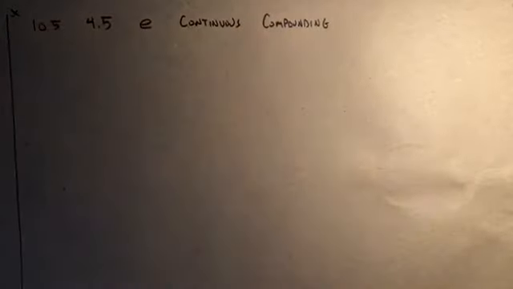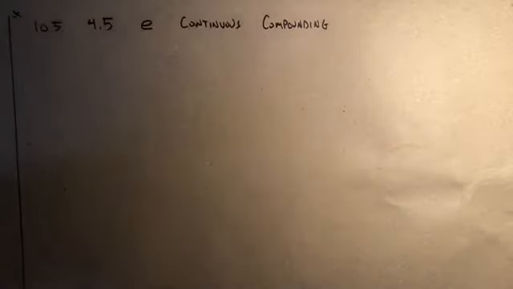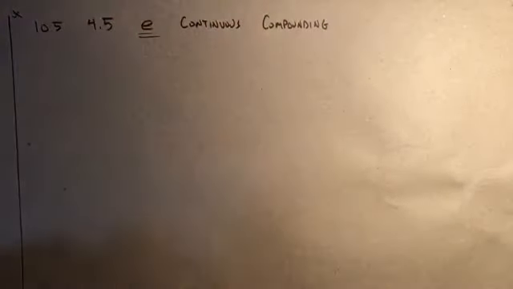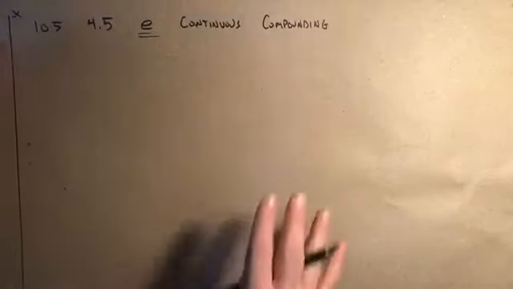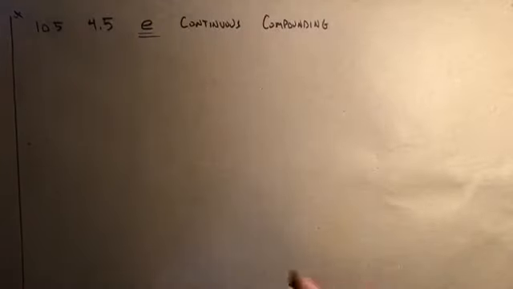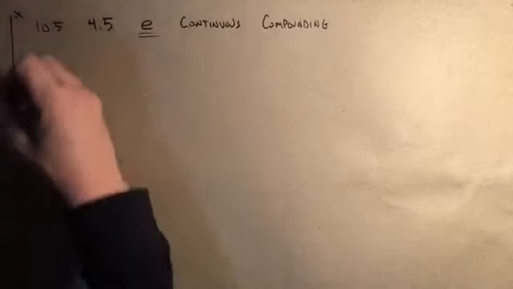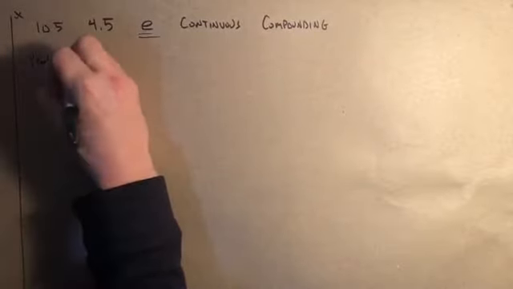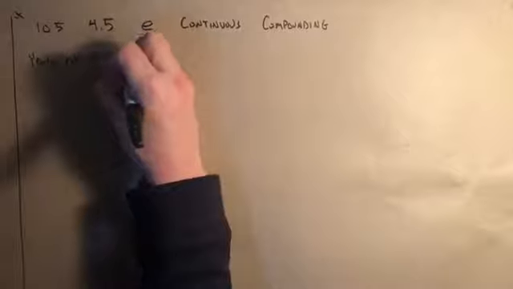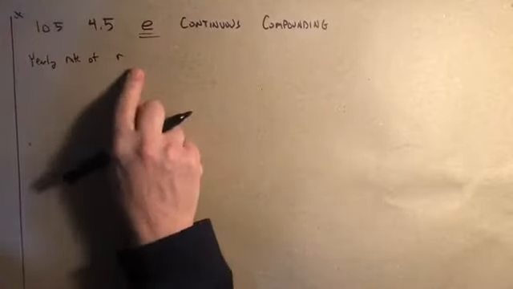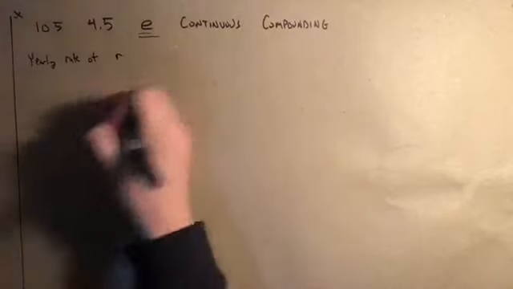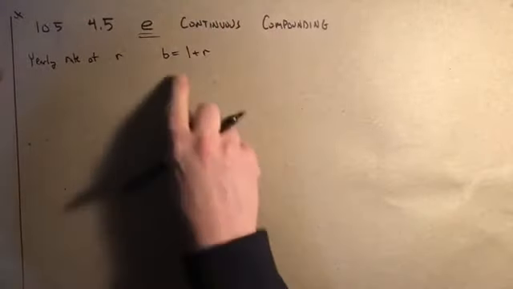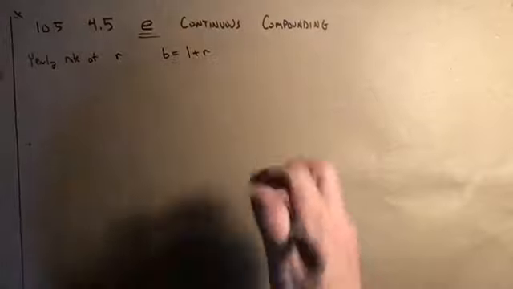Well, friends, today we're talking about Math 105, Section 4.5, and we're dealing with the number e and something called continuous compounding. The reason these two things are intimately acquainted with one another is that if I have a yearly rate of r, and I express that as a growth factor, we know that b is equal to 1 plus r. And that's if I compound, if I collect interest, once a year.